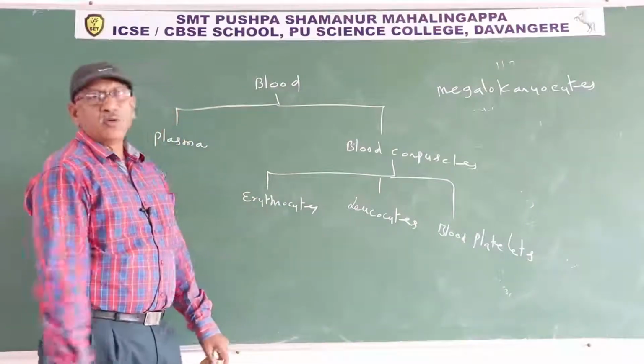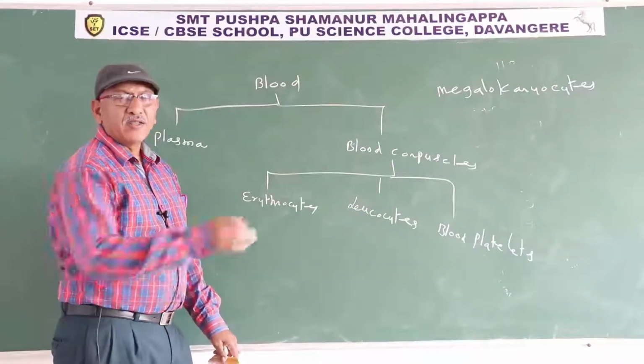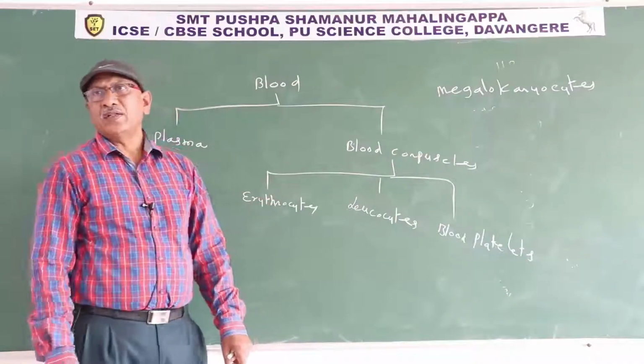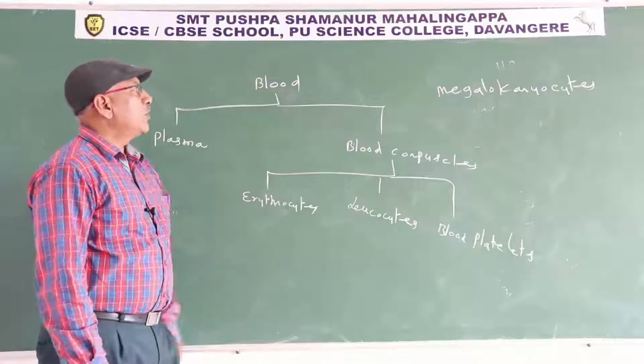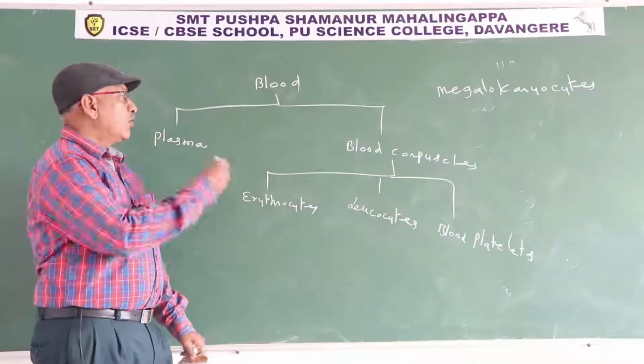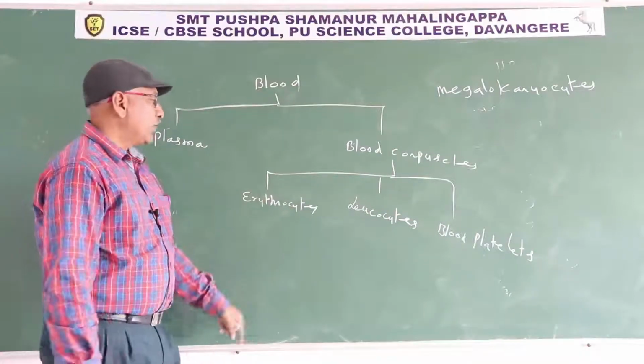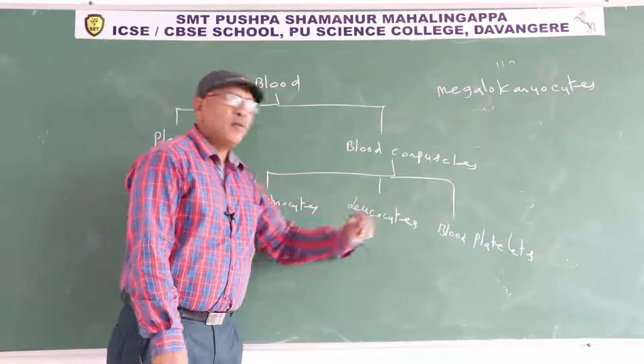You already know leukocytes. Leukocytes are again of two types, granulocytes and agranulocytes. Another possible question: cellular components of blood. So, blood contains three types of blood corpuscles: erythrocytes, leukocytes, blood platelets.